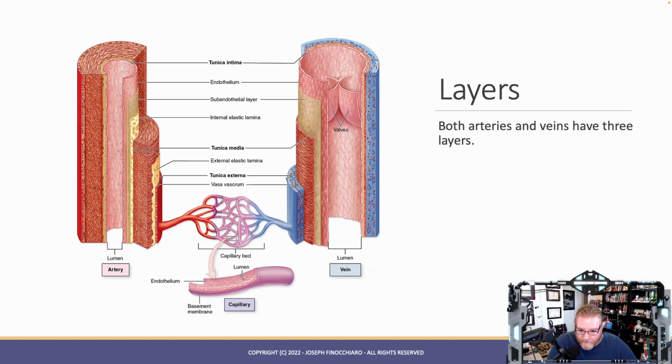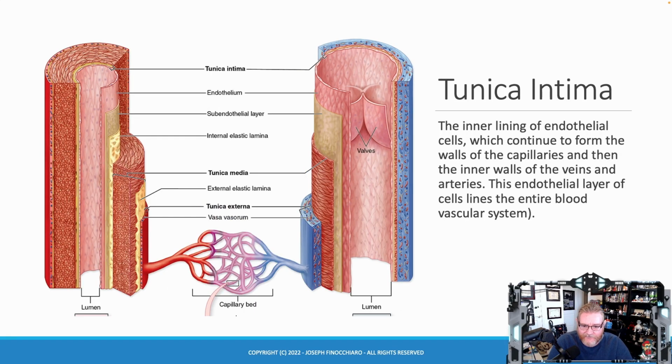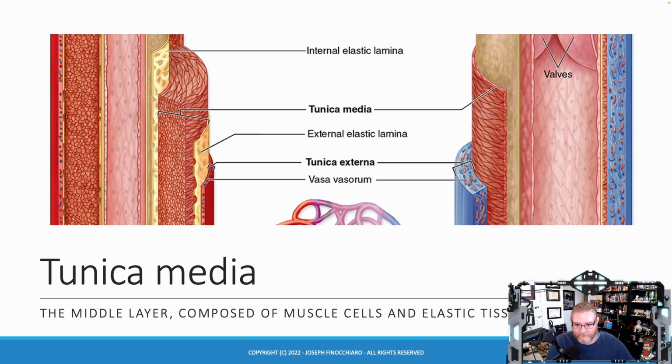Layers. Ogres have layers. So do your arteries and veins. Both arteries and veins have 3 layers. First up is the tunica intima, or the intima, the inner lining of endothelial cells which continue to form the walls of the capillaries and then the inner walls of the veins and arteries. This endothelial layer of cells lines the entire blood vascular system.